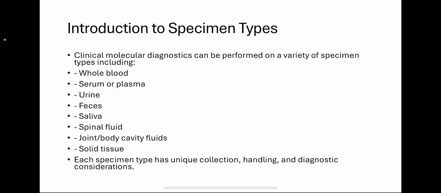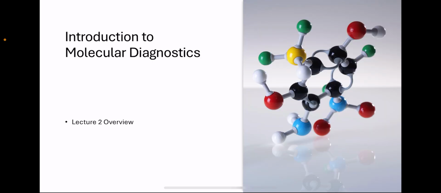Or say if it's an enterovirus, something that would live within the intestines, they're going to want a stool sample. So it just depends on what's being tested for, what sample type you're going to need. So, yeah, wide variety of specimen types are used depending on the clinical question. These include whole blood, serum or plasma, urine, feces, saliva, spinal fluid, joint fluids, and various solid tissues, which we don't really do. That's more of a histology thing.